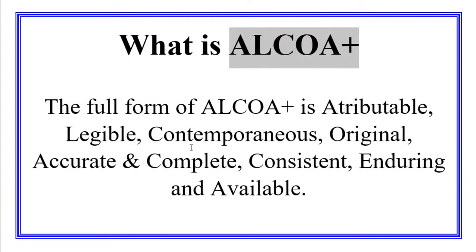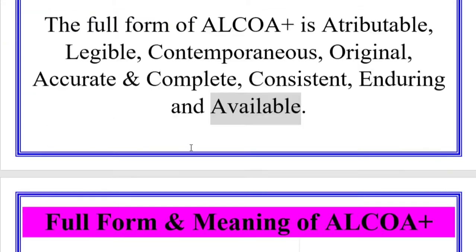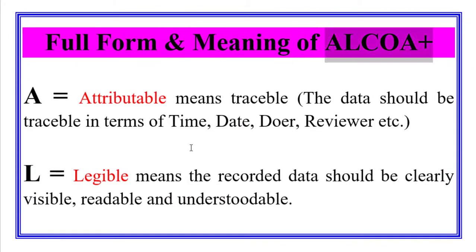What is ALCOA Plus? The full form of ALCOA Plus is attributable, legible, contemporaneous, original, accurate and complete, consistent, enduring and available. Full form and meaning of ALCOA Plus. A equals attributable means traceable. The data should be traceable in terms of time, date, doer, reviewer, etc.